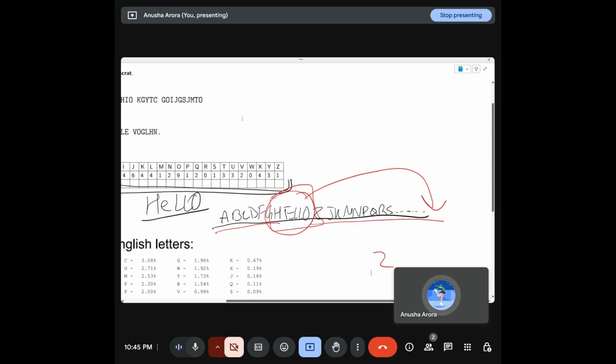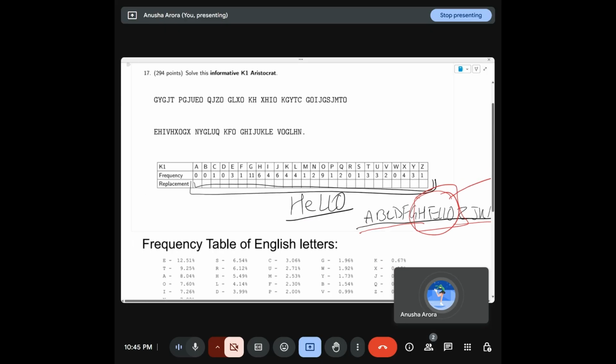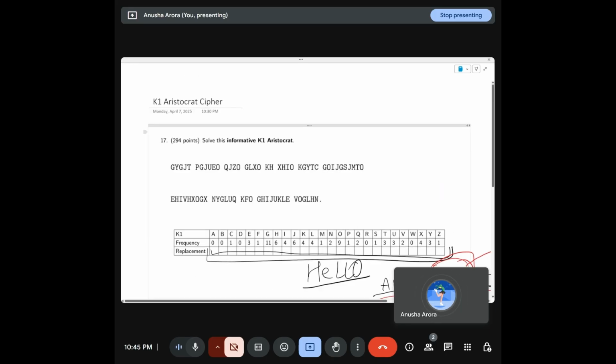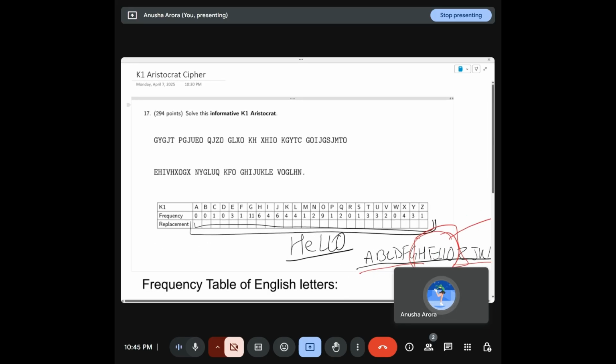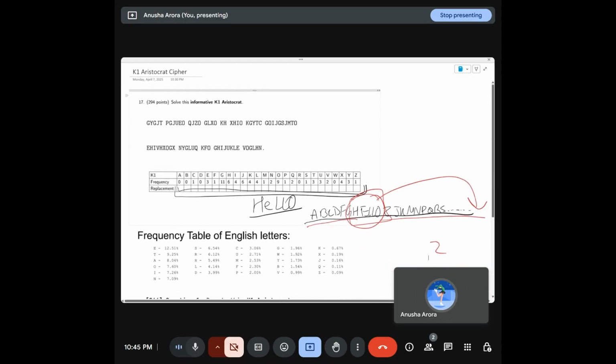So it's really beneficial to know this cipher because it shows up at least once on middle school tests and at least a couple of times on high school tests. So with that, let's solve the first aristocrat. And with any aristocrat, it's always somewhat helpful to have a frequency table.